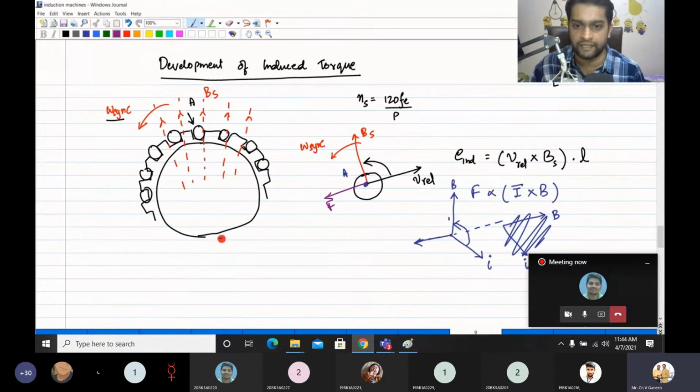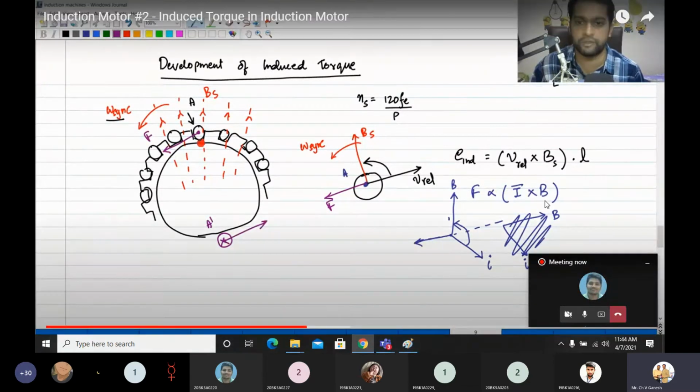Now, if you take this conductor A here, there will be another conductor A dash on this side, and that will have a current which is opposite, right? As I told you, this is all connected using an end ring. Therefore, to complete the connection, if this is having a dot, this will have a cross. Therefore, if this has a force in this direction, this will have a force in the opposite direction, and the rotor rotates.